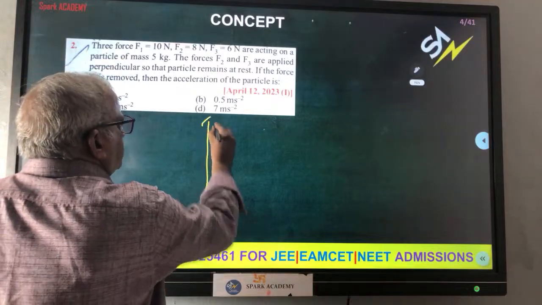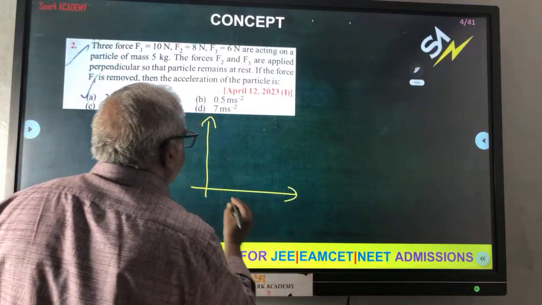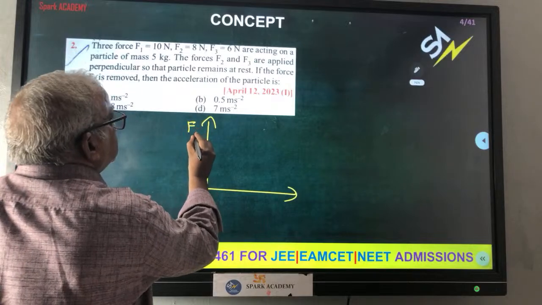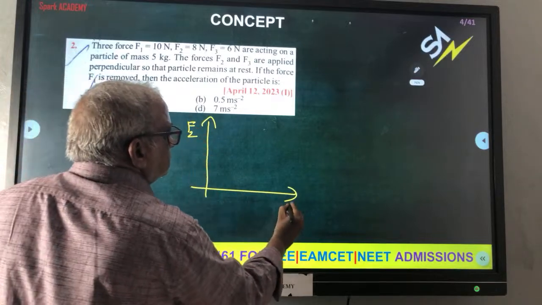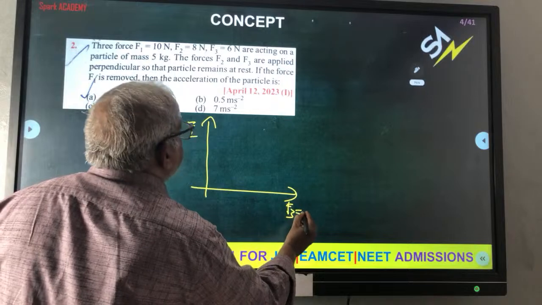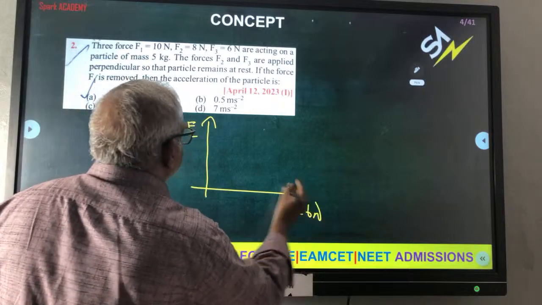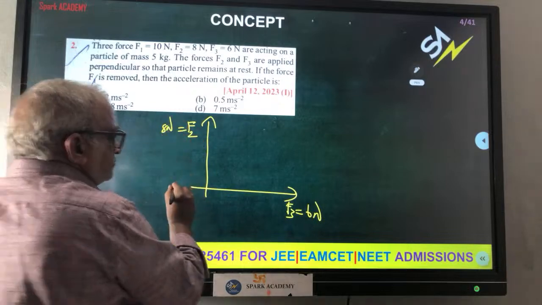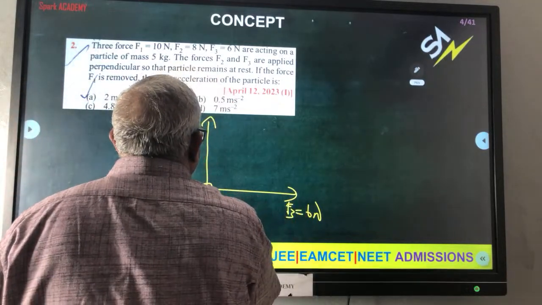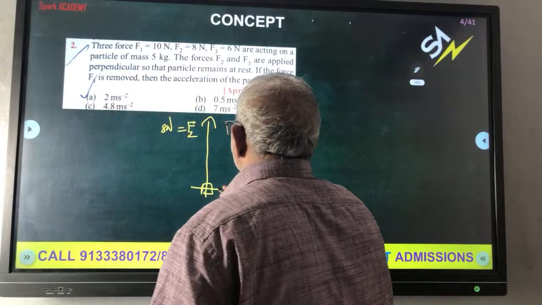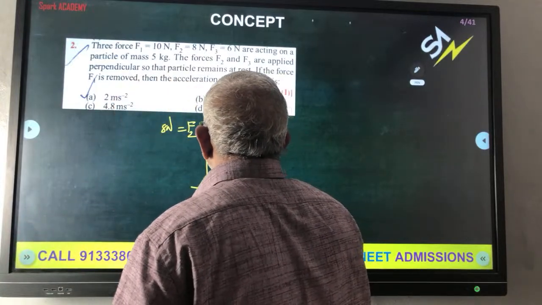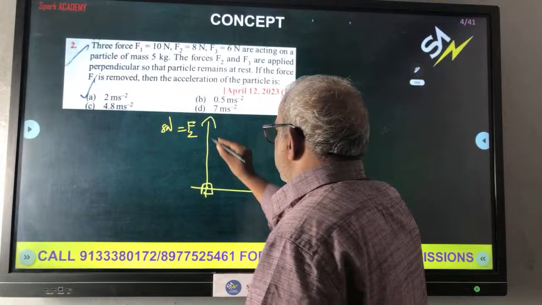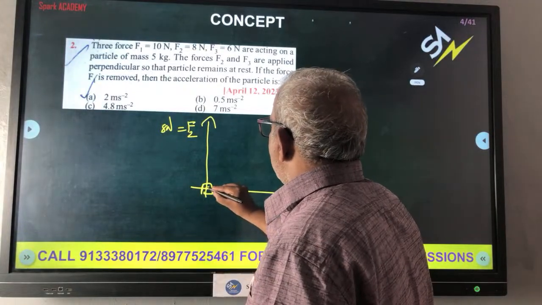There are two forces, F2 and F3. F3 is 6 newtons and F2 is 8 newtons. When the two forces are acting on the body, one more force is needed so that the body is at rest. Actually with two forces acting, the body will move in the resultant direction.